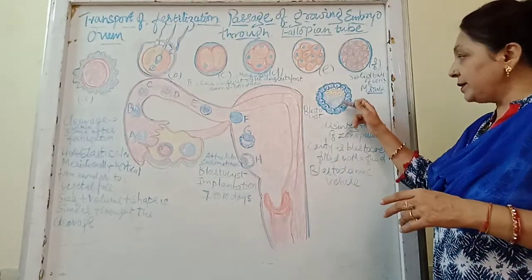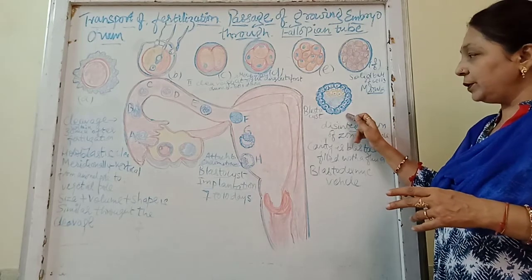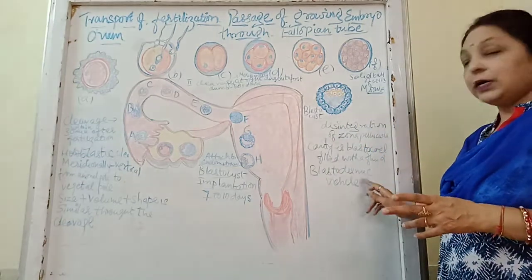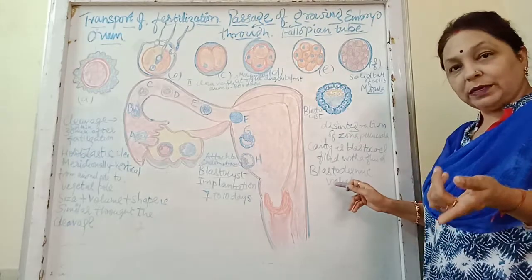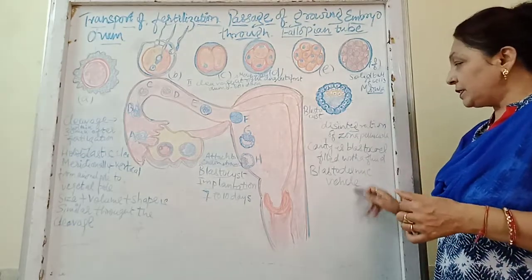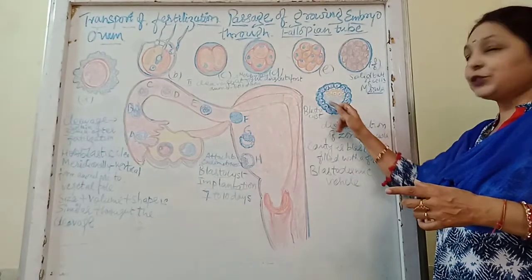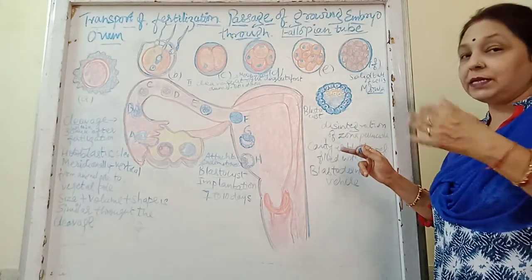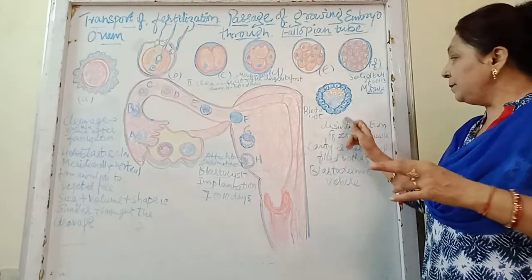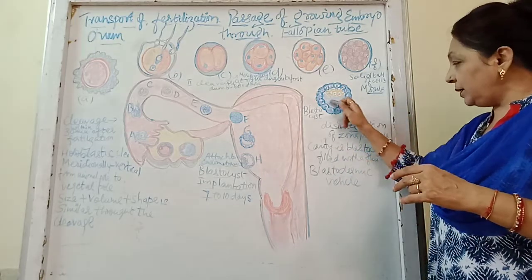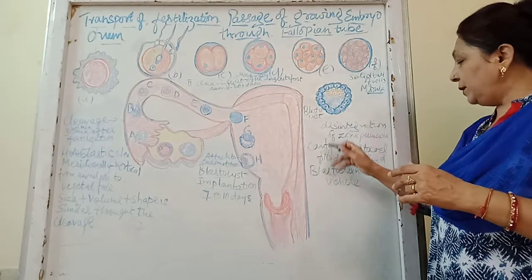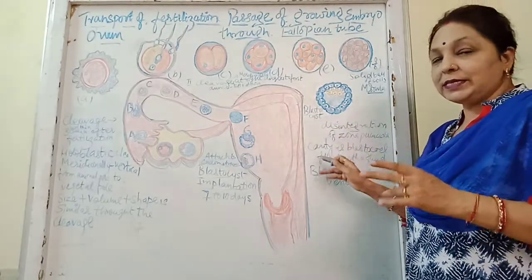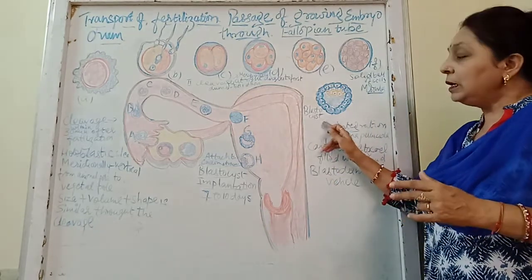At this stage, this blastula is termed a blastocyst, or it is called a blastodermic vesicle, because of the development of a cavity. This cavity is filled with a fluid called blastocoelic fluid, and this stage is called the blastodermic vesicle or blastocyst.